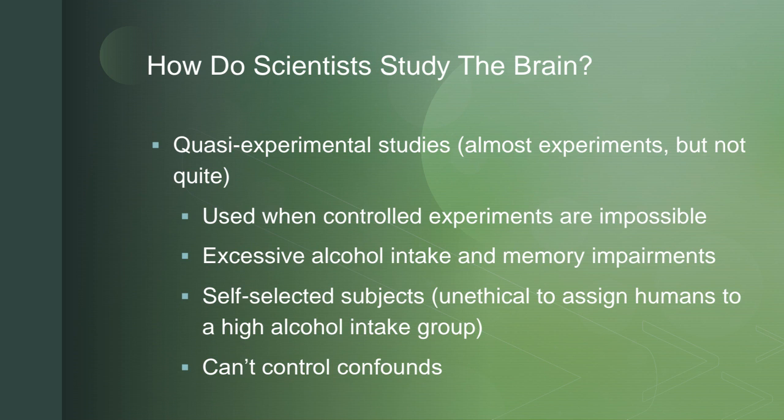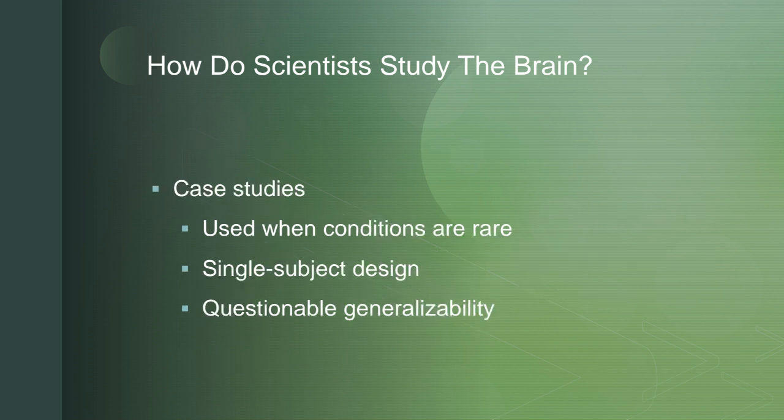And also many, many more confounding variables. Say the excessive alcohol intake group have some genetic differences, perhaps some lifestyle differences, and all of these things are going to contribute potentially to memory impairments above and beyond the excessive alcohol intake. So quasi-experimental studies are certainly necessary when controlled experiments are not possible.